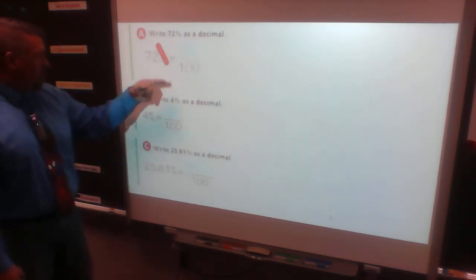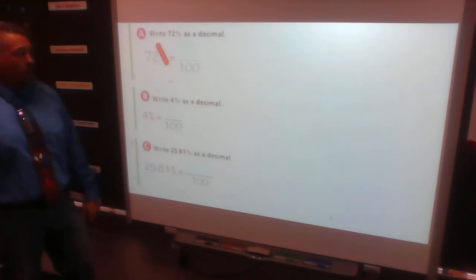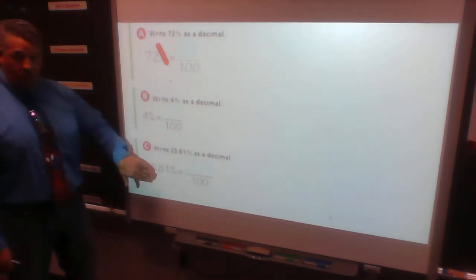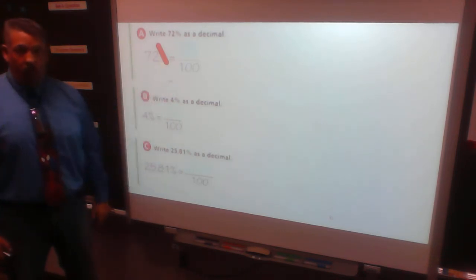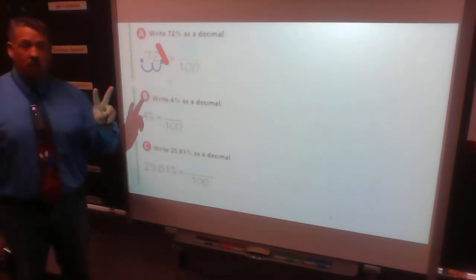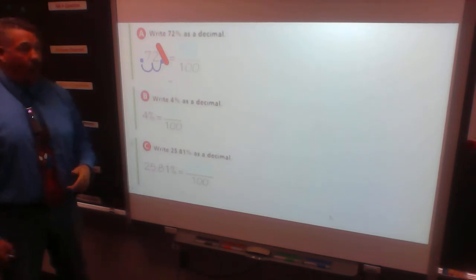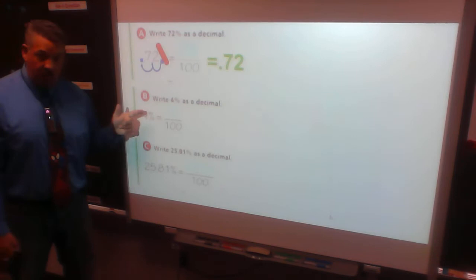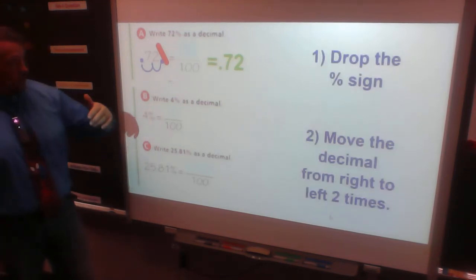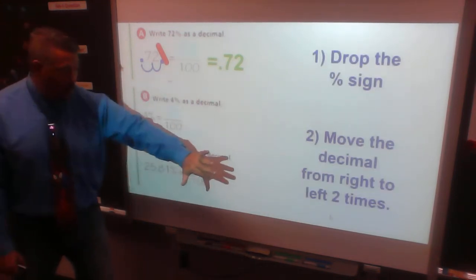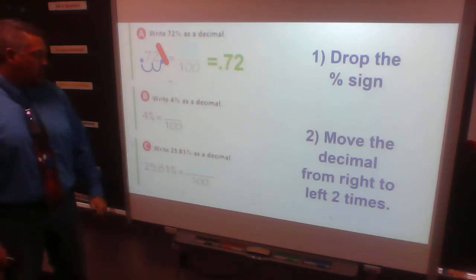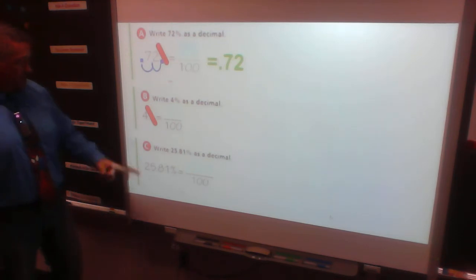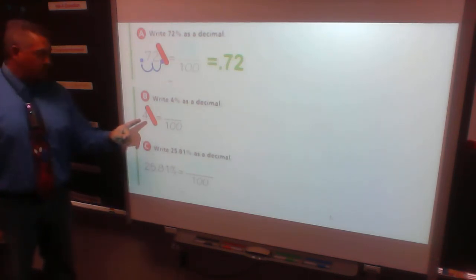So I'm going to drop the percent sign on the 72. My decimal is always at the right, no matter what, unless they give us one, which is down here. But I move it from right to left 2 times. That puts it in front of the 72. I know it's 0.72. All right, so those steps again on the shortcut. I'm going to drop my percent sign, and then I'm going to move my decimal from right to left 2 times. I have 4%. I'm going to drop my percent sign, and then I'm going to move my decimal from right to left 2 times.